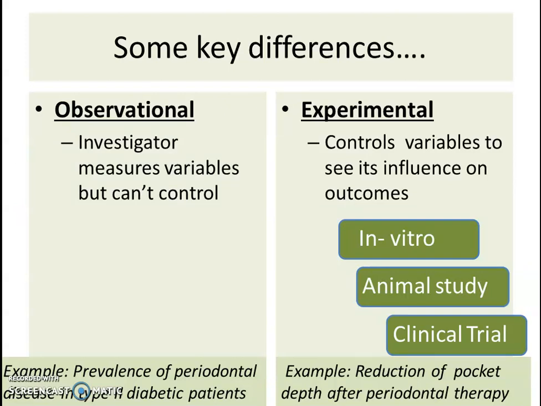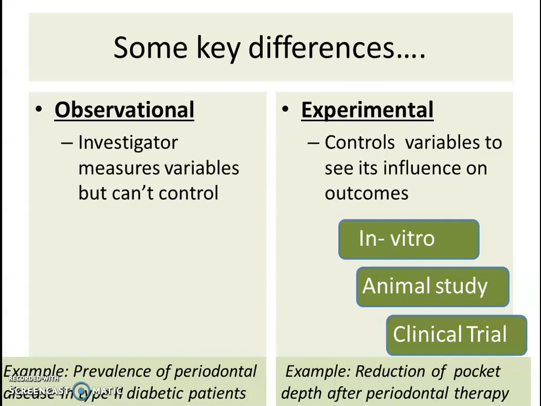So within observational research, the investigator measures. It doesn't mean that he does not want to have a look at it. He observes, he measures, but he does not control any variables. Just remember this term variable. We will explain it in one of the videos later. Variable means anything that varies from person to person, a factor that we consider in our research. So in observational research, the investigator measures variables but doesn't control.